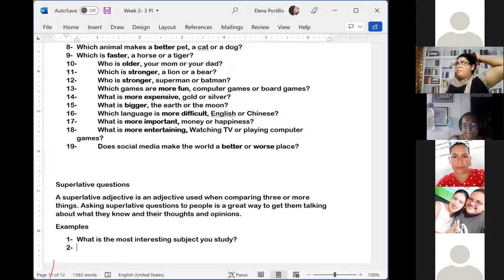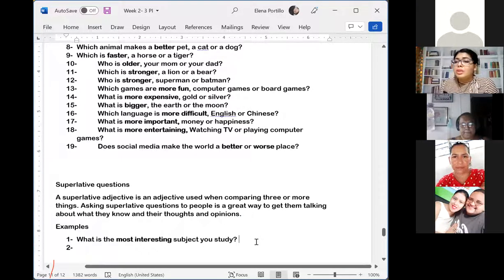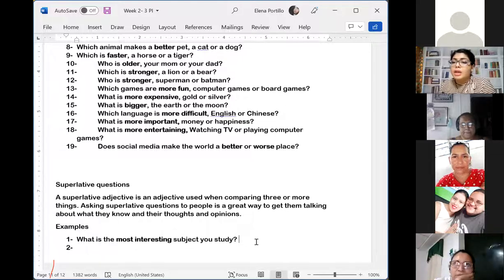So for example, if I ask someone that goes to the university, what is the most interesting subject they have studied, that person can think of the subjects in basic school, in high school, or even in the university. They have a long list of subjects that they can choose from. So in this case, there is more freedom to choose what we want to say. It is not something with a limit because we have a lot of subjects that we have studied before. So we have in number two, what is the most delicious food you have tried?